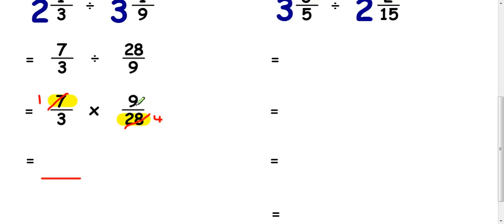And if you look at the 9 and the 3, they're both in the 3 times table. So do that, divide them by 3, that will give you 3, and that will give you 1. Okay, so if I just multiply the numbers now, 1 times 3 is 3, 1 times 4 is 4, so the answer is 3/4.